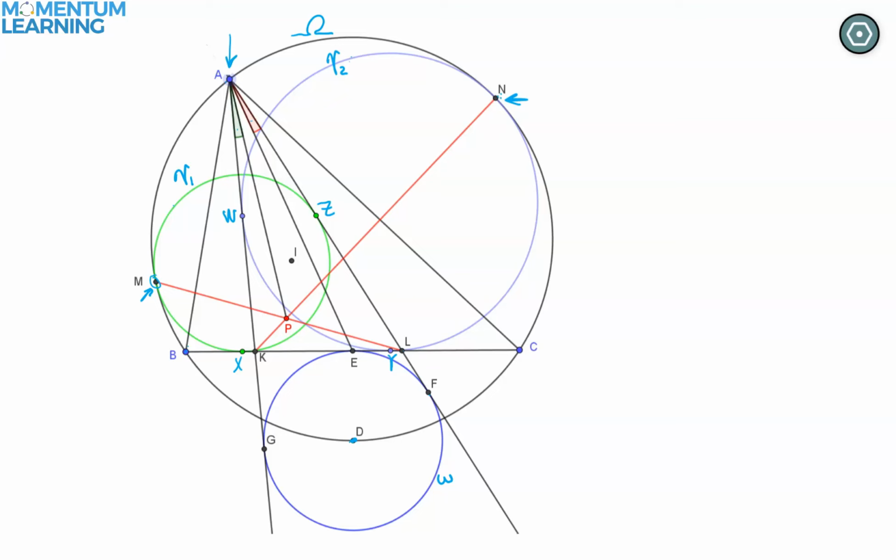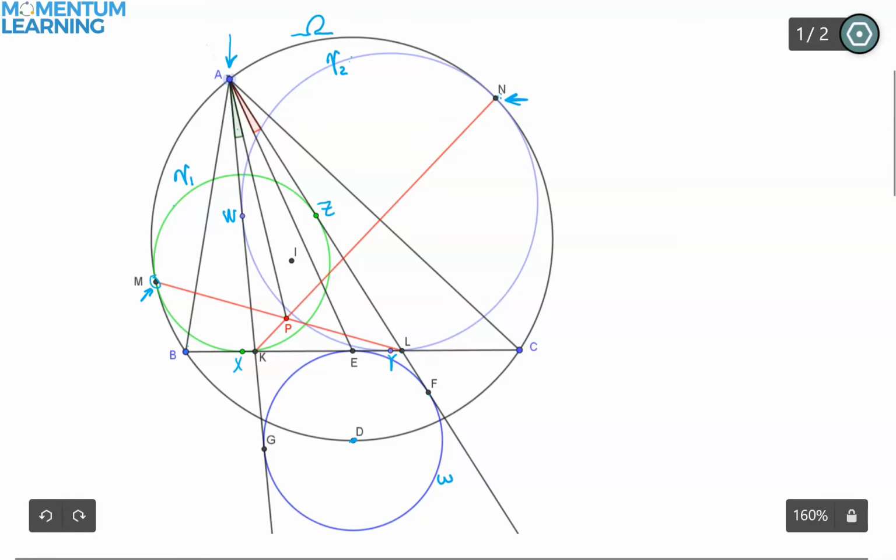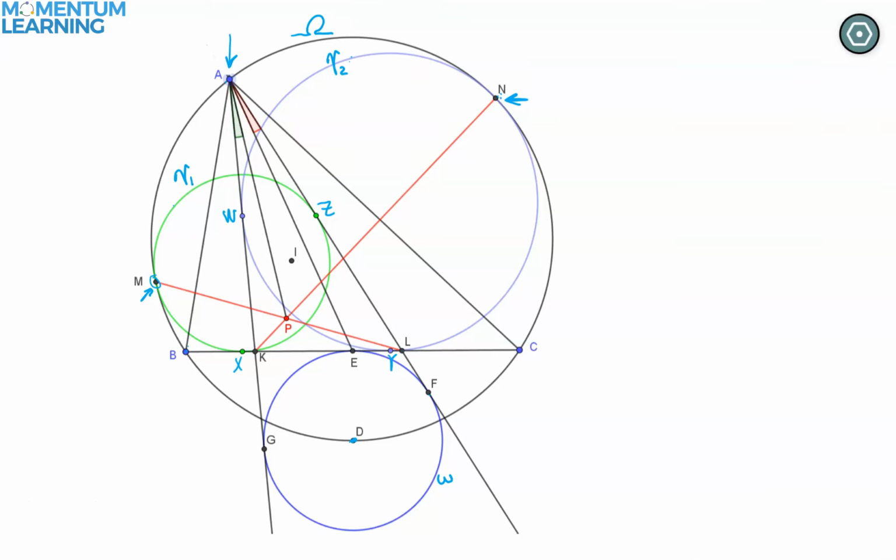All right, so with that said, the question wants us to show that these two angles on top, so KAP and LAE, those two angles being congruent. There's a couple of things, I guess, just immediately you can observe relating to the configuration of the picture.